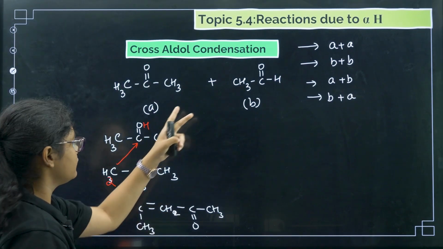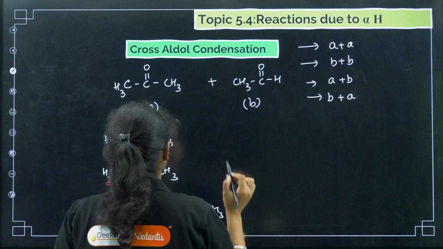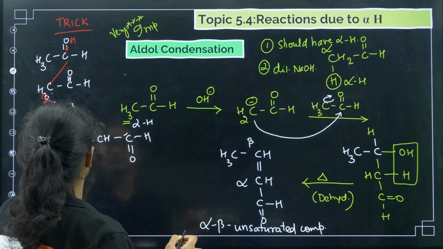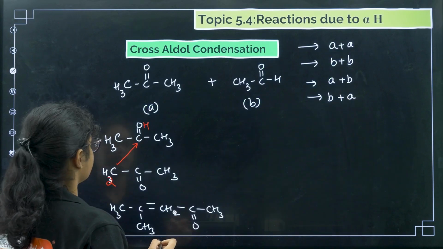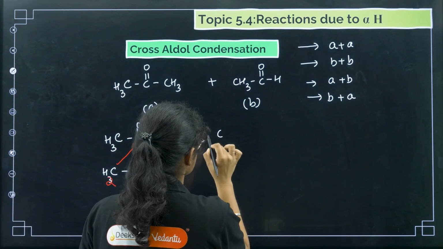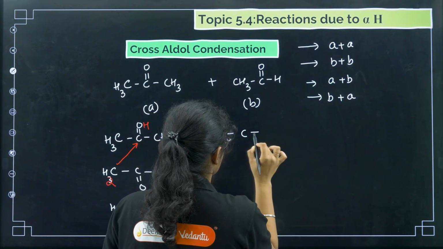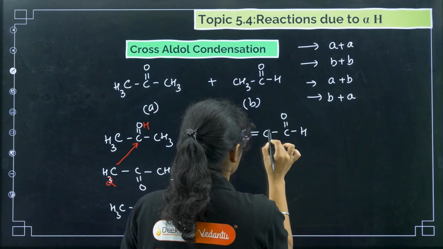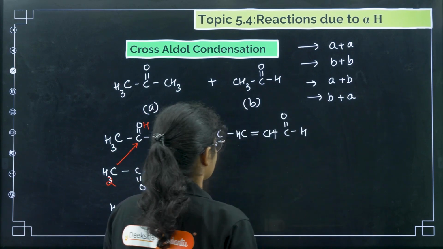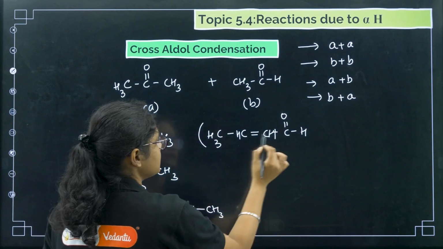Now we will do B plus B. B plus B we have already done, right? CH3COH, 1 2 3 4. The B plus B product we have already discussed. This was the product for B plus B.